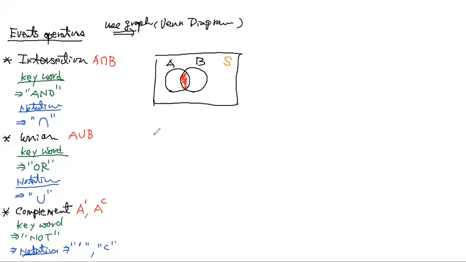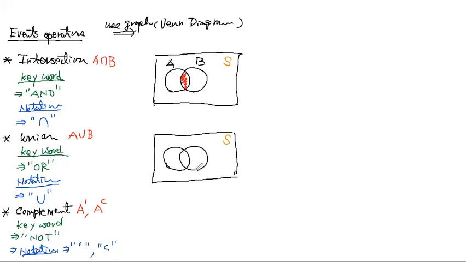So now let's take a look at the Venn diagram for the unions here. Still, the rectangle is your sample space, right? Then you have two events. This is A, this is B. So what does A union B mean? A union B means you combine these two. So this whole area is what we call A union B, right?